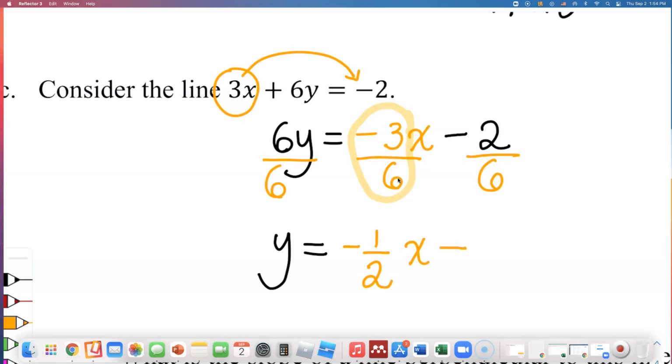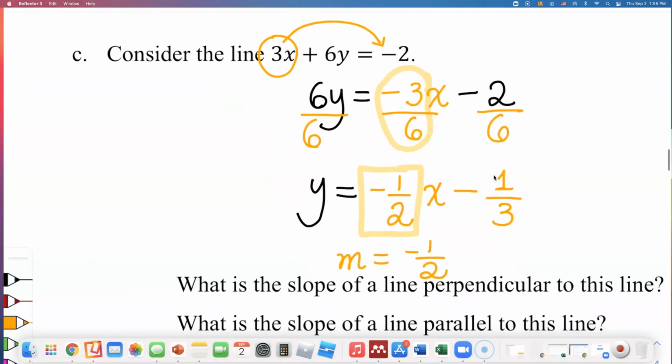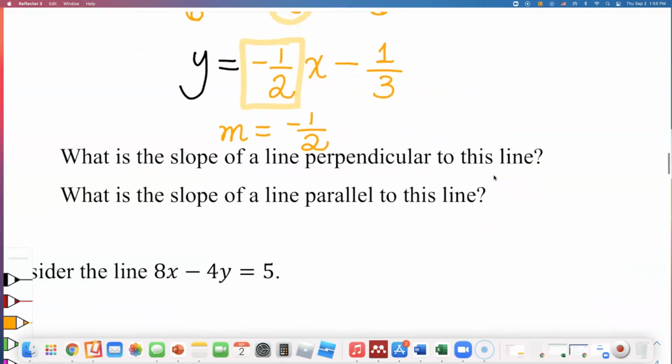x minus, well, we don't really need the y-intercept, but all right, I'll go ahead and make it perfect by reducing this too. 2 over 6 reduced is 1 over 3. So what we truly care about over here is that the slope of the original line is negative 1 over 2. Which means to be parallel to this line, a line should have the same slope of negative 1 over 2, right? What about the perpendicular?